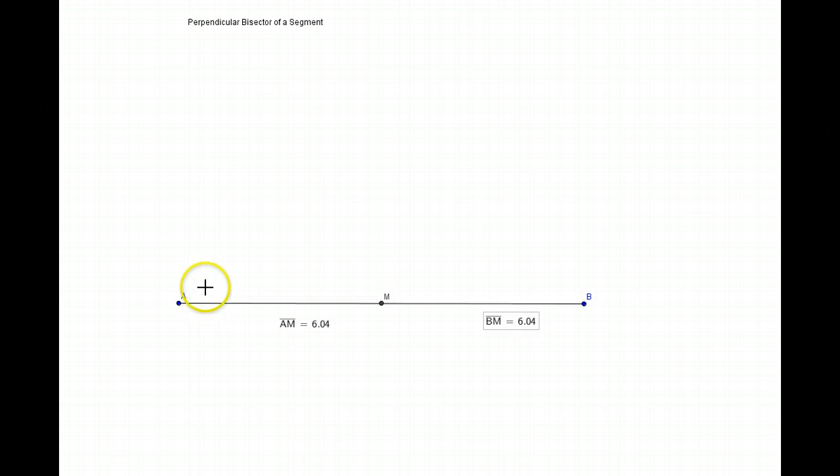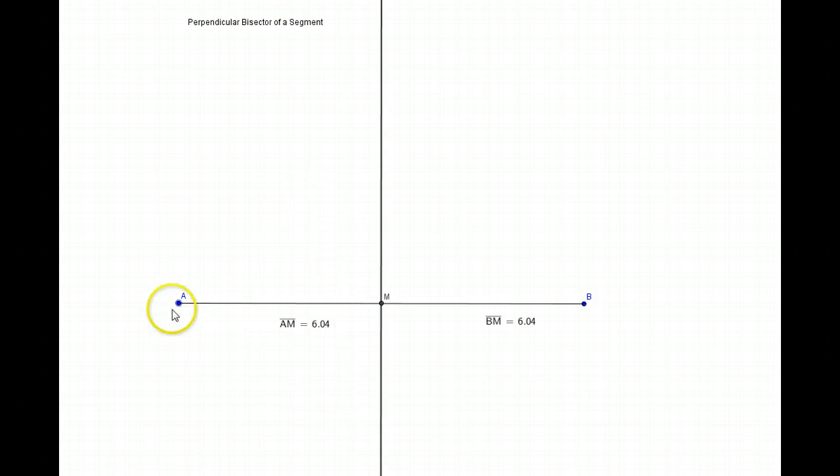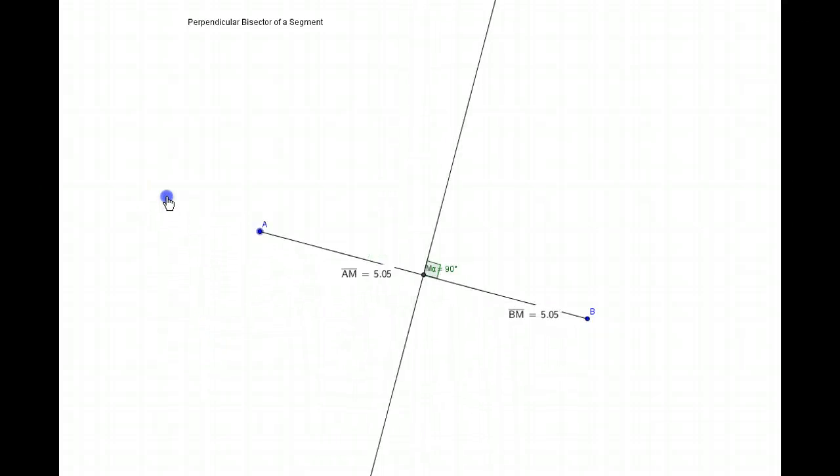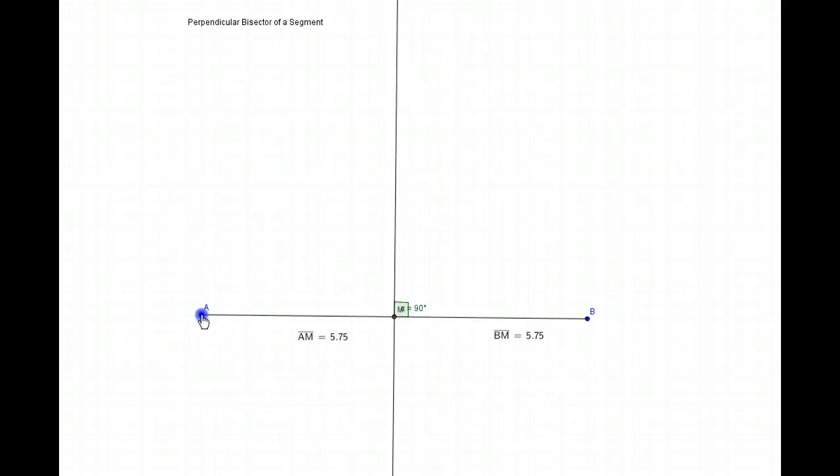And as you know, the perpendicular bisector has to go through the midpoint as well as being perpendicular to the actual line segment. So I'm going to now create a perpendicular line to the line segment. And as you can see, no matter how I move the corners of the point, M is still the midpoint, and the line that I drew is a perpendicular bisector because it makes a 90-degree angle.